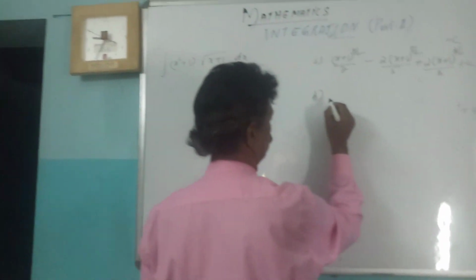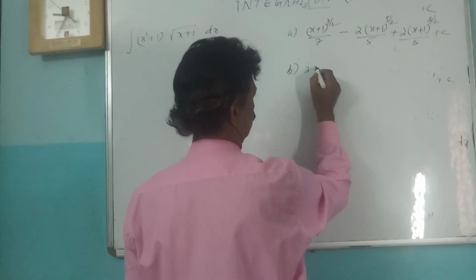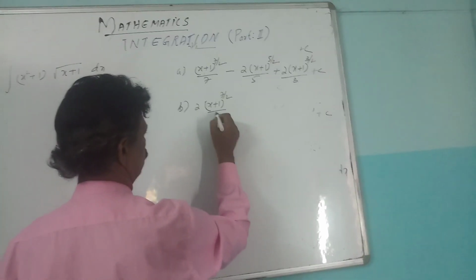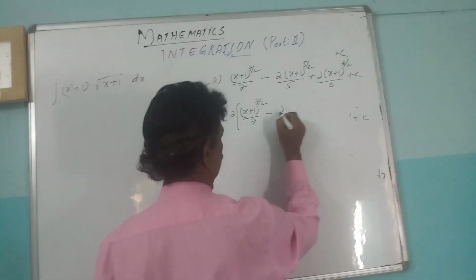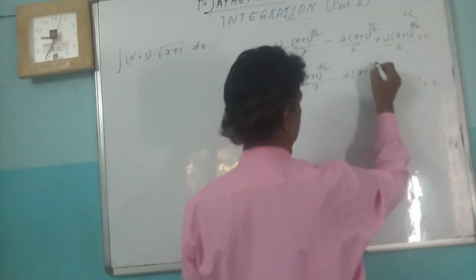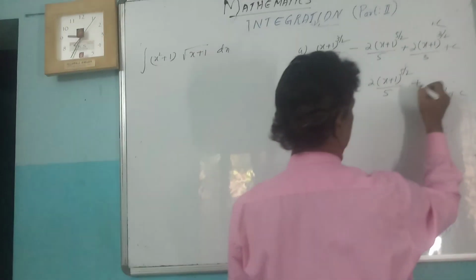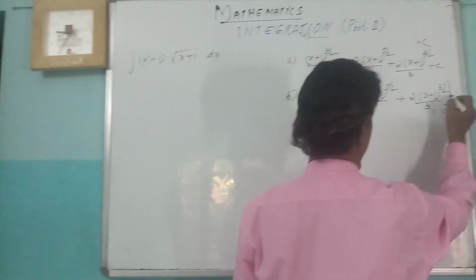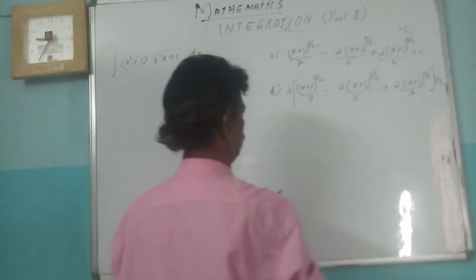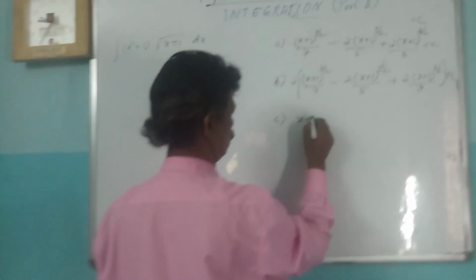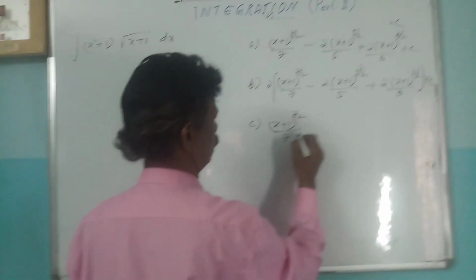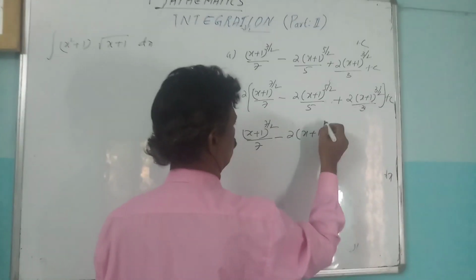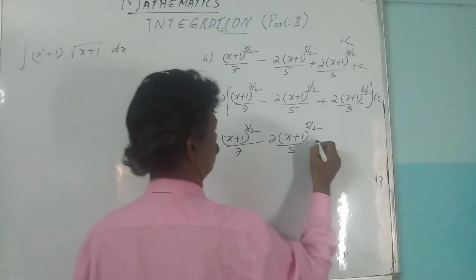Second choice: 2 into x plus 1 the whole raised to 7 by 2, by 7, minus 2 into x plus 1 the whole raised to 5 by 2, by 5, plus 2 into x plus 1 the whole raised to 3 by 2, by 3, plus c. And the third choice: x plus 1 the whole raised to 7 by 2, by 7, minus 2 into x plus 1 the whole raised to 5 by 2, by 5, plus c.